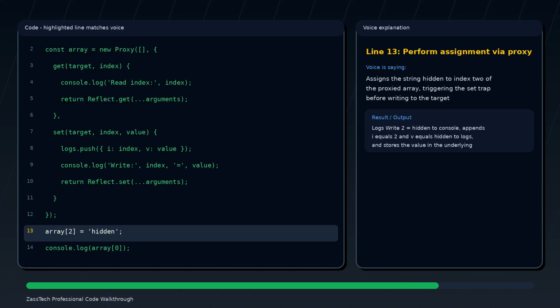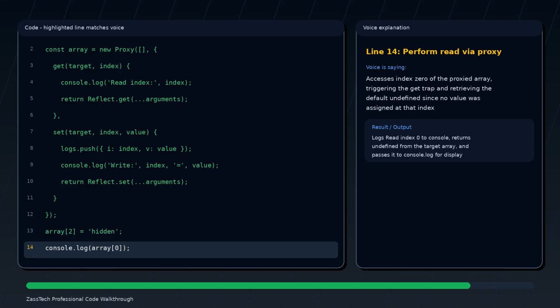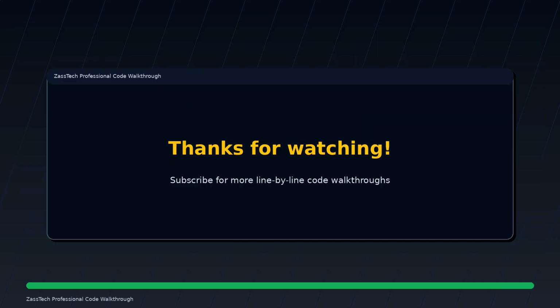Assigns the string "hidden" to index 2 of the proxied array, triggering the set trap before writing to the target. Accesses index 0 of the proxied array, triggering the get trap and retrieving the default undefined since no value was assigned at that index. Proxies turn passive data into active logic.